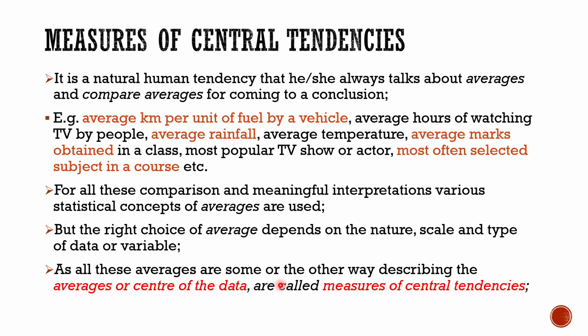Coming to measures of central tendency, it is a natural human tendency that people always talk about averages and compare averages to come to a conclusion. For example, people judge the efficiency of a vehicle by the average given by that vehicle, the average kilometers per unit of a particular fuel. Similarly, we talk about the average hours people spend watching television.